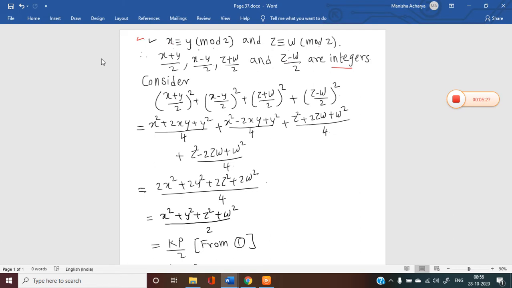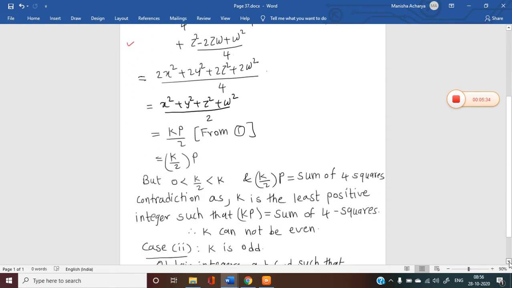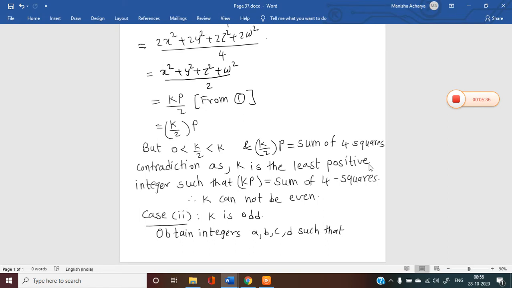So now consider the sum of their squares. When you simplify this, I won't explain the simplification because this is simple algebra, so you can understand it. When you simplify this, you get (x square plus y square plus z square plus w square) upon 2. But from equation 1, which is written in your notes, you can refer to equation 1. It is on the previous page over here, so I do not go back again.